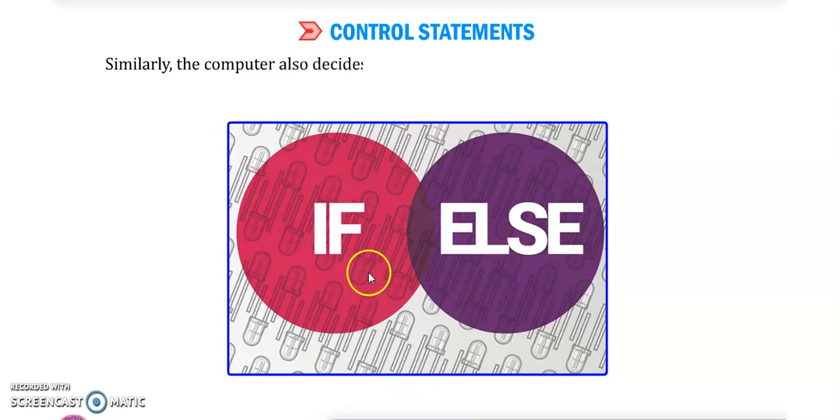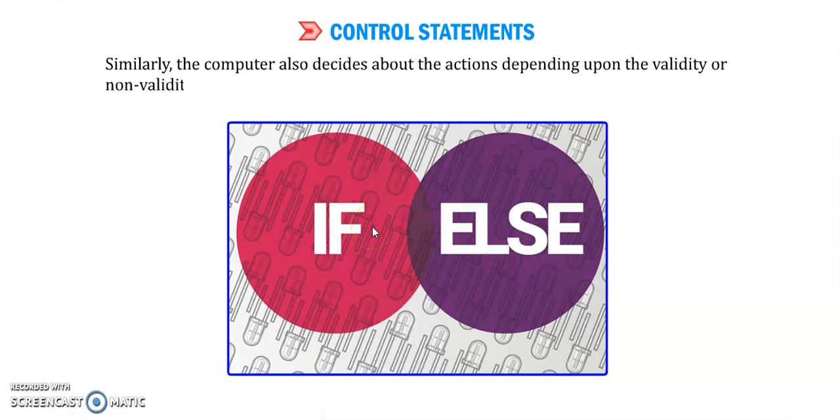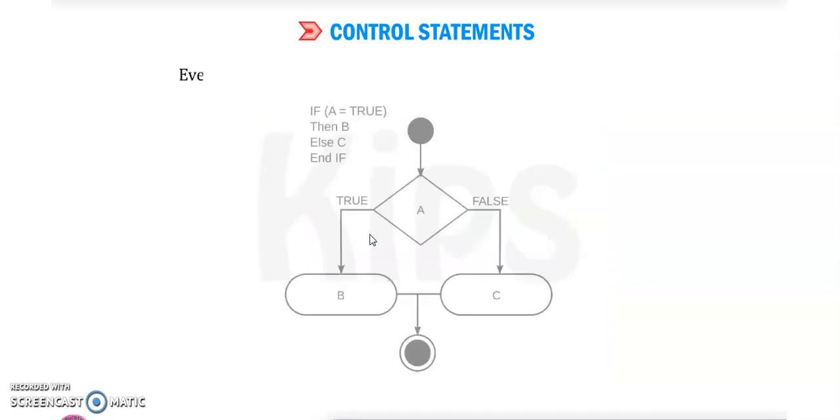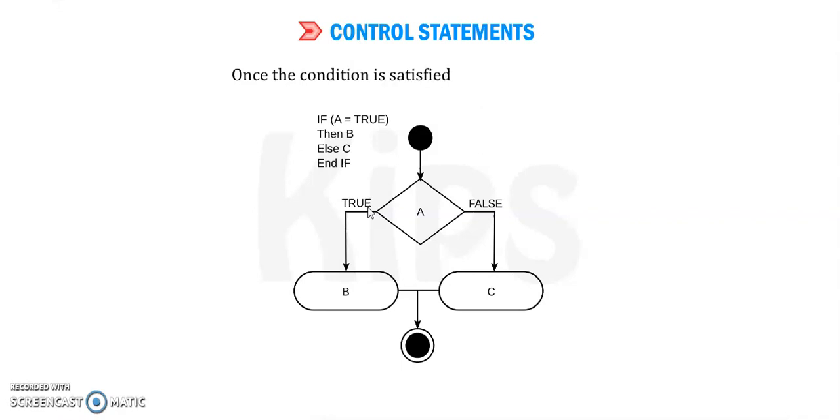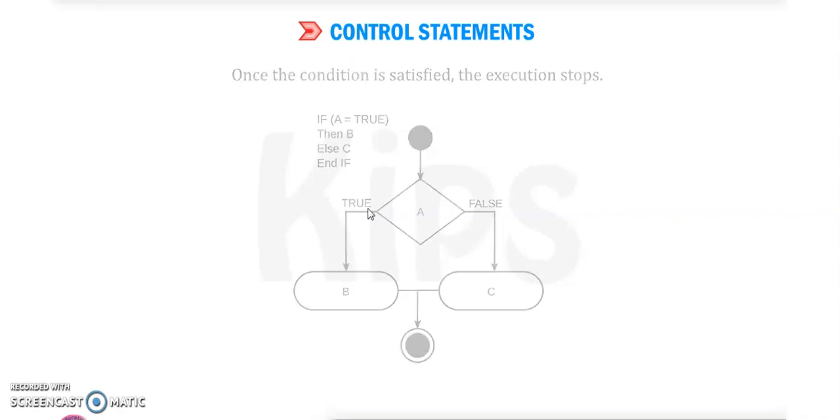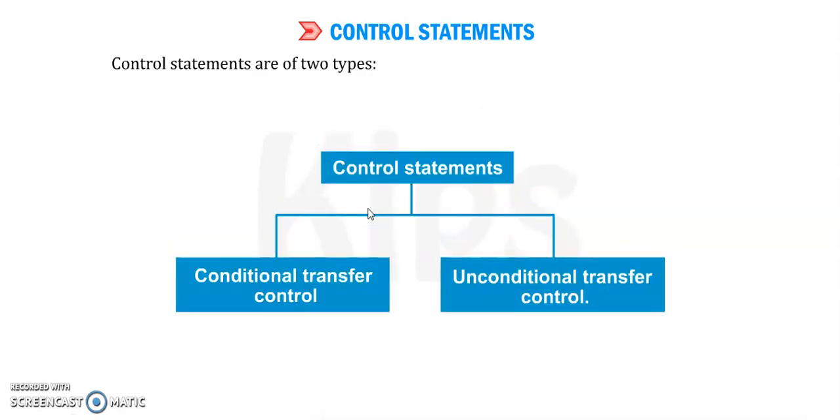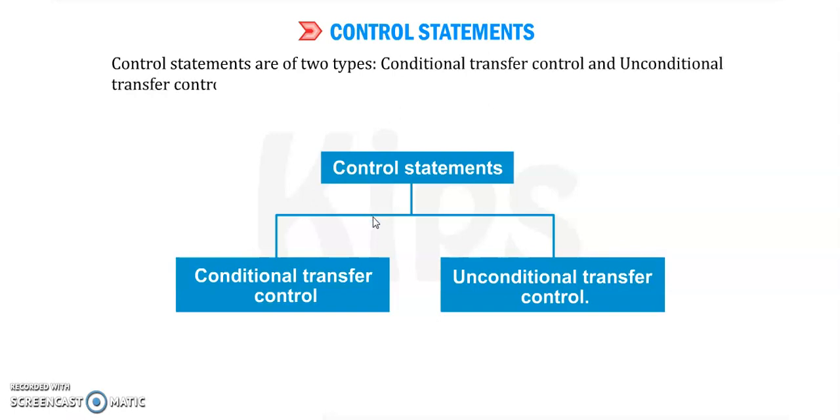Similarly, the computer also decides about the action depending upon the validity or non-validity of conditions. Every decision involves a choice between a yes or no result. Once the condition is satisfied, the execution stops. Control statements are of two types: conditional transfer control and unconditional transfer control.